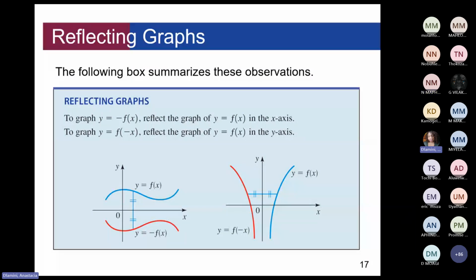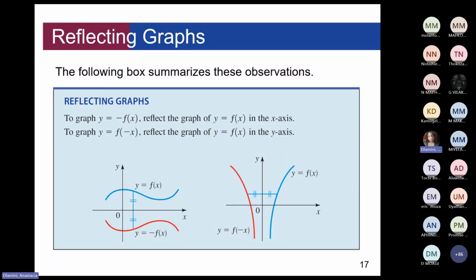So the following box summarizes these observations. Reflecting graphs: to graph y equals minus f of x, you reflect the graph of y equals f of x in the x-axis, and to graph y equals f of negative x, you reflect the graph of y equals f of x in the y-axis. I don't know what I'm saying now, but I think it makes sense.